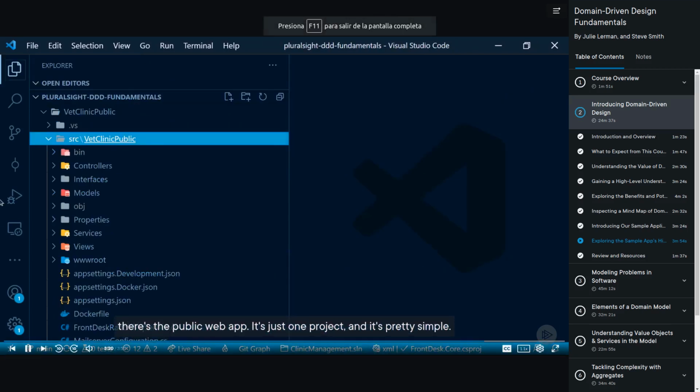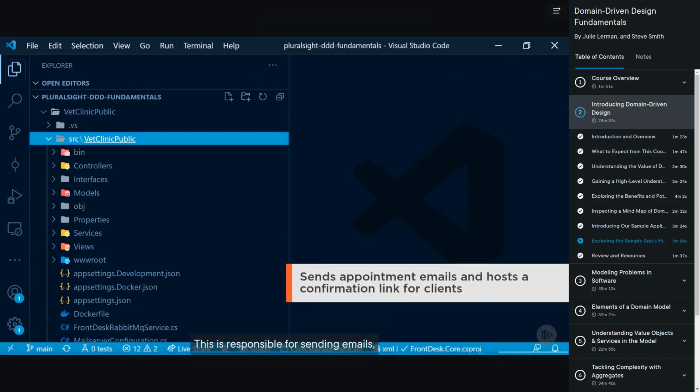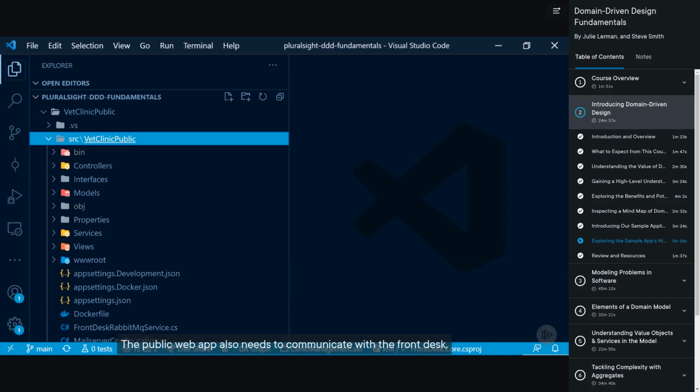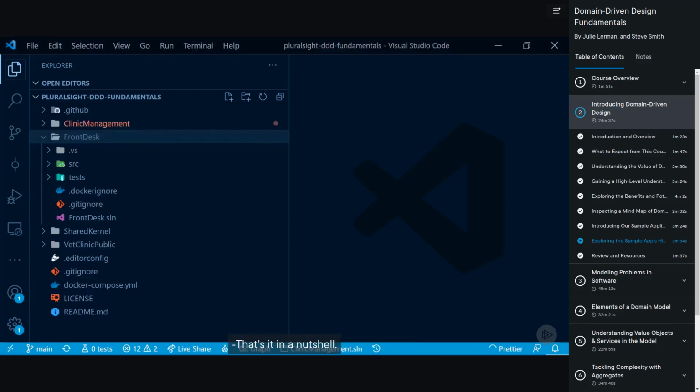Finally, there's the public web app. It's just one project, and it's pretty simple. This is responsible for sending emails, which this demonstration fakes using a tool called Papercut, and it hosts the link that clients click to confirm appointments. The public web app also needs to communicate with the front desk, but it doesn't have a database of its own, nor does it access any of the other app's databases. That's it in a nutshell. We'll demonstrate the confirmation emails and more complex use cases later in the course, but for now, that should give you an idea of how the ideas we're sharing are put into practice.